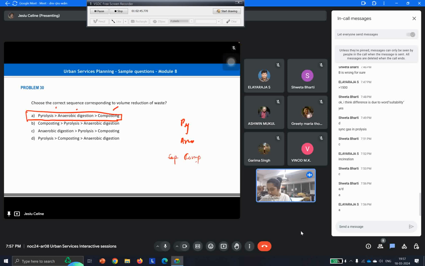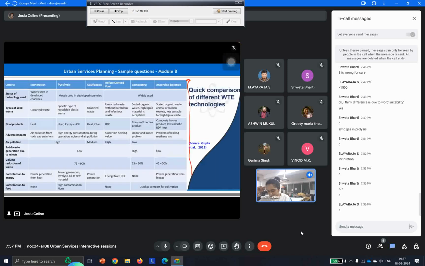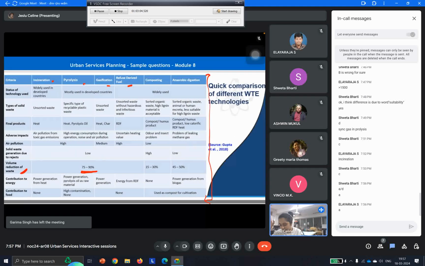Yeah, so this is what we learned in the module. So from this only, all these two questions which were there before. If you look at the volume reduction, we saw that in incineration, pyrolysis, gasification, and RDF, it's about 75 to 90 percentage. Composting, it's only 15 to 30 percentage, and anaerobic digestion, it is 45 to 50 percentage. So it is from this data that question was made. That question was a bit tricky. It was asked in a different way. So from this data is where we are getting that.